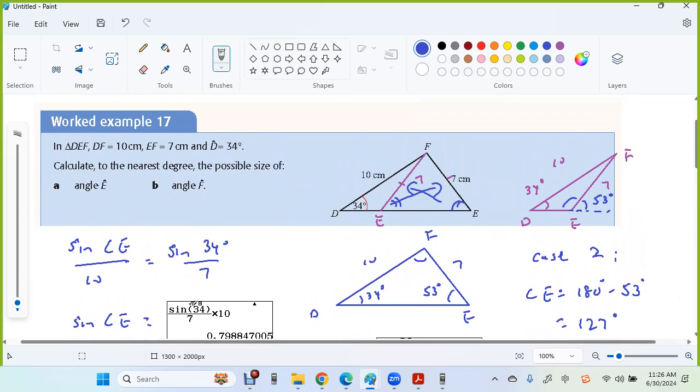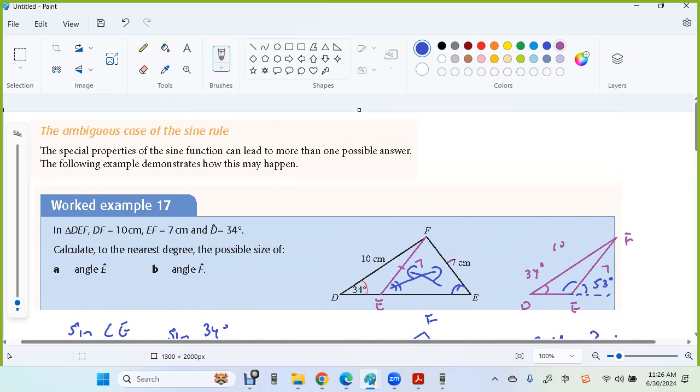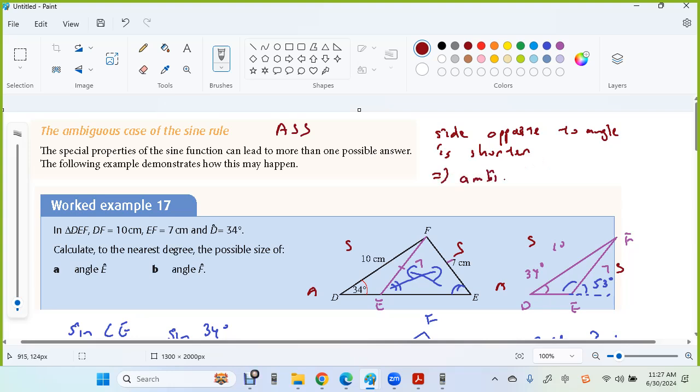This one we call the ambiguous case, which is the ASS case, because it is angle, side, side. When the side opposite the angle is shorter, we will have the ambiguous case. That means there are two possible answers.